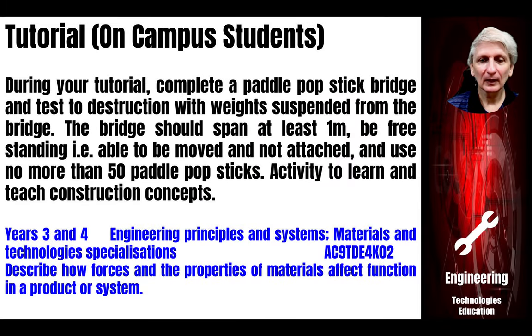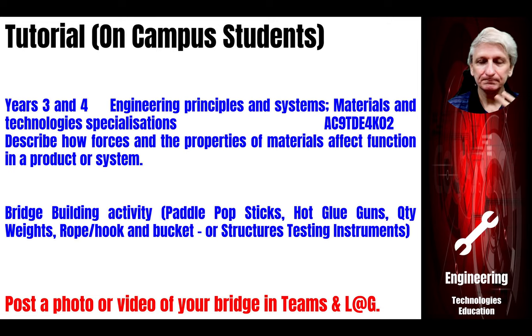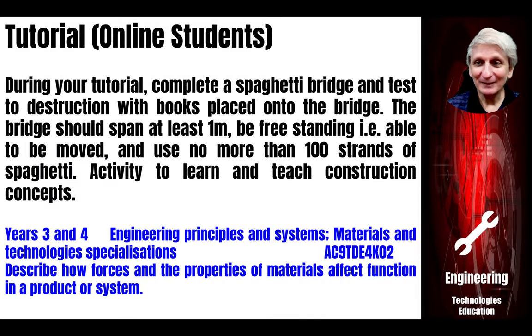Then in the tutorials, on-campus students are going to use paddle pop sticks, and students at home will use spaghetti, and you're going to build a bridge that spans 1 meter. It needs to be freestanding, so it can't be glued or clamped or attached in any way to your two surfaces, your gap. So it might be between two chairs or two tables. And your bridge needs to then sit on that. Now, remembering your bridge is going to sag a little. So if it's exactly 1 meter, it's going to sag and then fall off between the gap. So it needs to be a little bit more than 1 meter.